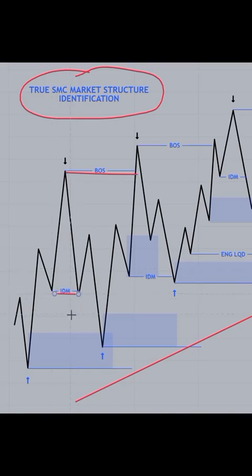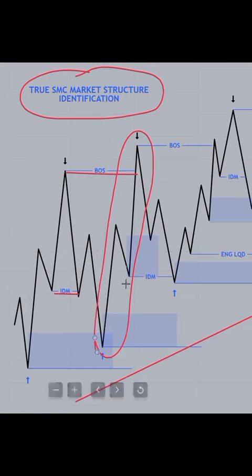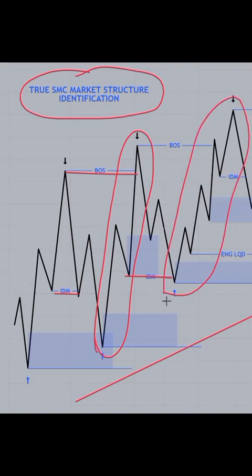We all know what inducement is. Inducement is the first pullback in a trading range. Let's say in this trading range here, the first pullback is this one here. In this trading range, there is only one pullback. Whereas let's take this pullback here, and another pullback here. The first pullback is this one here. This is the first pullback and that's the inducement.